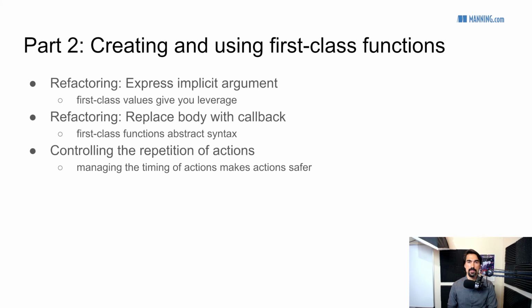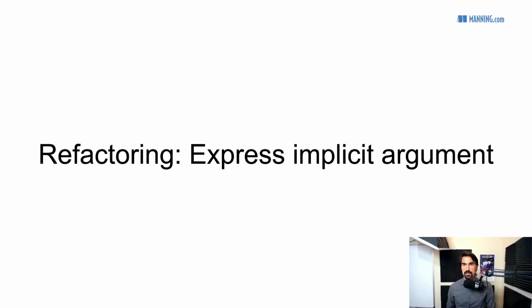So the first thing, just to get an idea of first class values, is a refactoring called express implicit argument. Then we're going to do a refactoring called replace body with callback. This one is about syntactic abstraction. And then we're going to look at how we manage the repetition of actions so that it doesn't interfere. All right, so the first refactoring is express implicit argument.